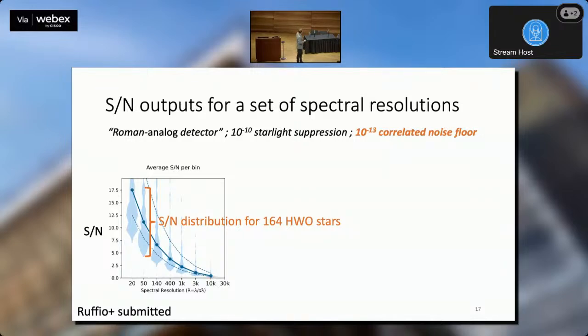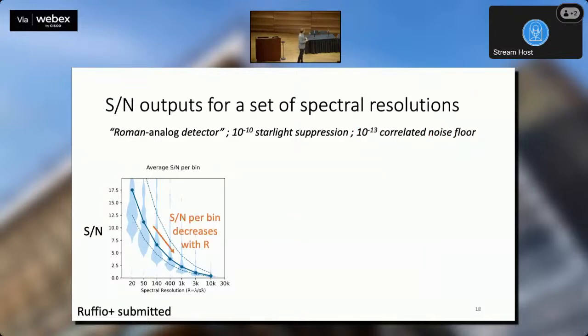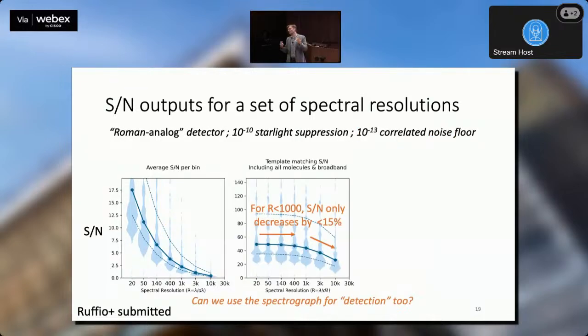It's not going to change very much. As you would expect, the bins get smaller at high spectral resolution, so your SNR decreases. But at higher spectral resolution, you also get more bins. So if you combine the entire spectral range, your planet detection SNR really doesn't decrease until the detector noise starts to dominate. And with the assumptions I was mentioning, that only happens at about a resolution of 1,000 here.